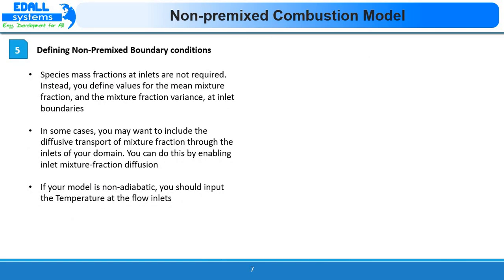The next step is defining boundary conditions. Earlier we defined the mass fraction or the mole fraction in the boundary species. Now when we are defining the boundary conditions for our surfaces, we have to define the mean mixture fraction and mixture fraction variance. We have to specify these at our inlet boundaries, and it is very necessary to define them because these are the 2 terms which will be calculated along with other governing equations. In some cases there will be a diffusion problem also, so even that option is present in this model, where we can use inlet mixture fraction diffusion.